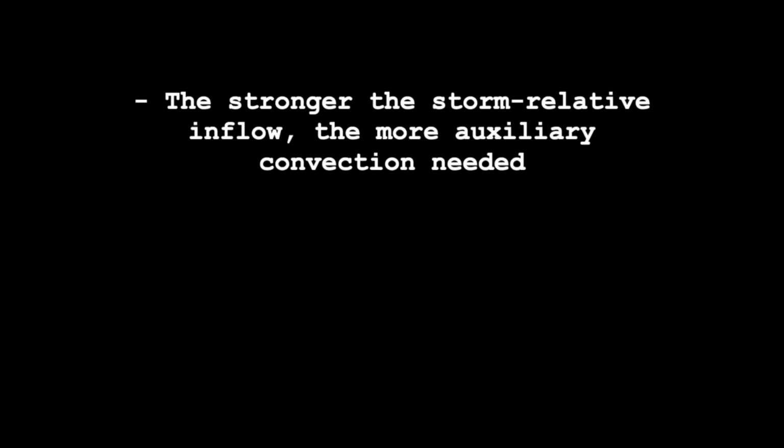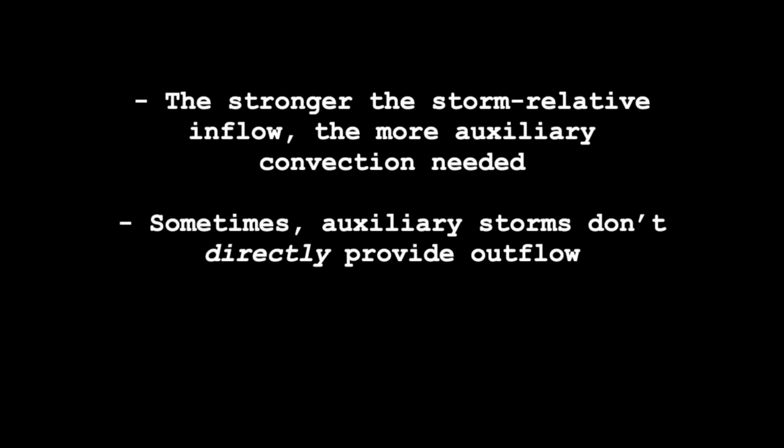The stronger the storm relative inflow, the more rear flank auxiliary convection is needed to achieve the inflow-outflow balance. Often, the outflow from these auxiliary storms doesn't directly influence tornado genesis in the main supercell, but rather perturbations in the near-storm environment aloft induced by the auxiliary storms can be enough. On rare occasion, purely discrete supercells can produce tornadoes without any assistance from auxiliary storms, fueled only by the ingredients available within the ambient environment, but in the vast majority of cases, auxiliary storms are necessary.